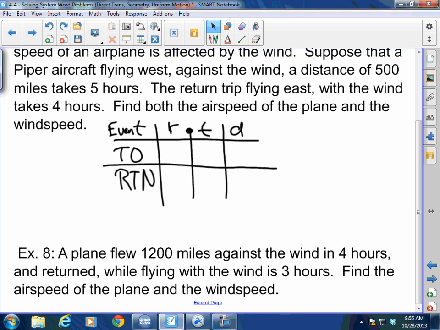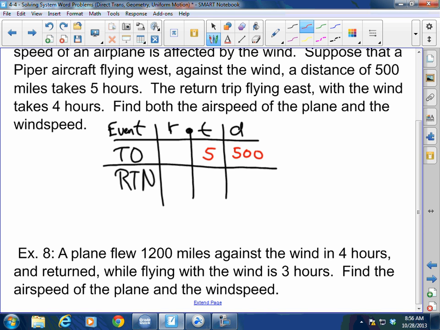So, let's just go ahead and fill in our table. We're going to first talk about the event 2, going 2. The Piper aircraft flying west against the wind, a distance of 500 miles, takes 5 hours. Well, we know distance is 500. We know it took him 5 hours. Now, the rate. He's flying and he has an airspeed, okay? He's flying, and he's going against the wind.